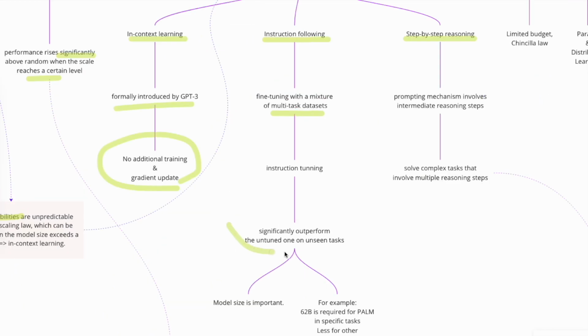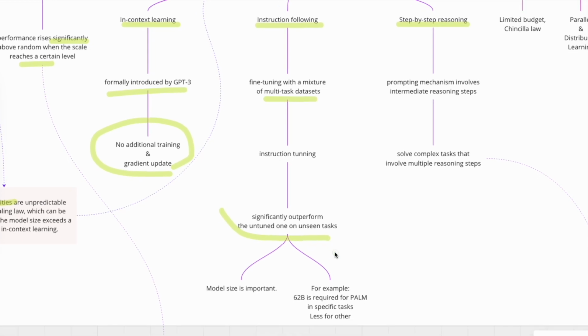And after implementing this, you will see a significant difference in the performance of the model. And of course, to see these emergent abilities, again, the model size is important. For example, for the PaLM, 62 billion parameters are required.